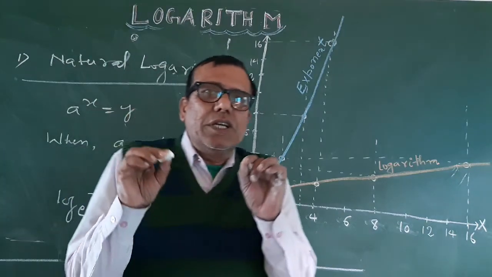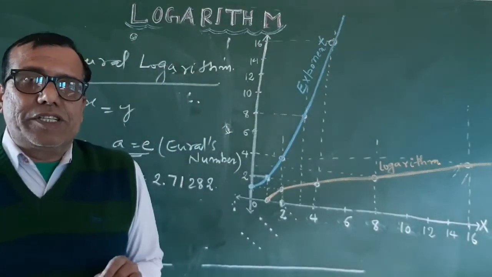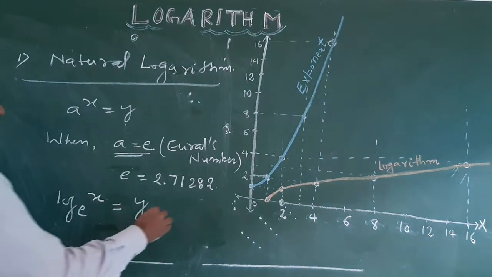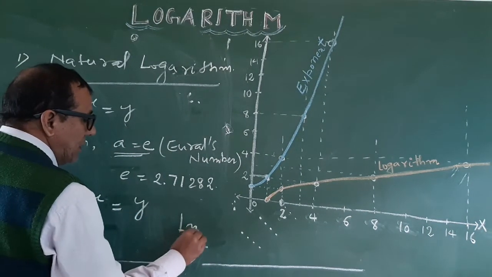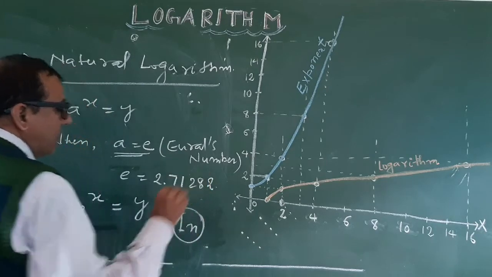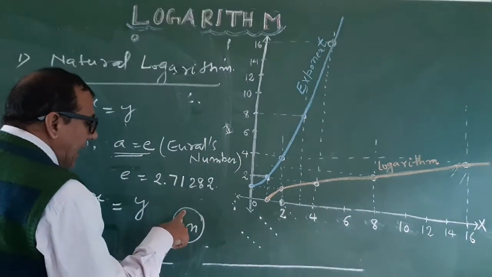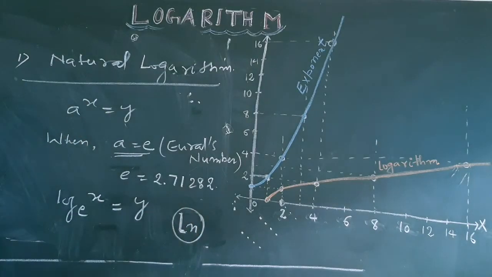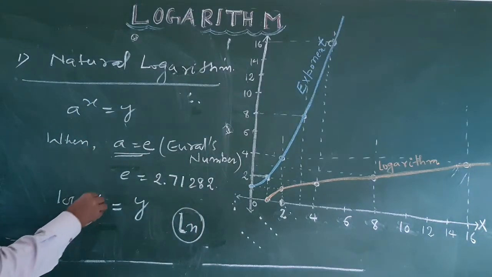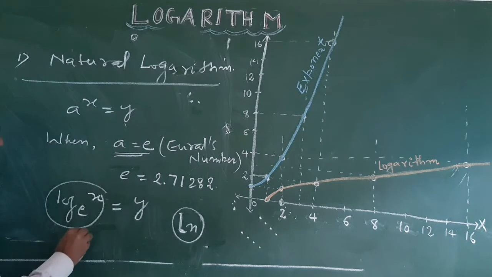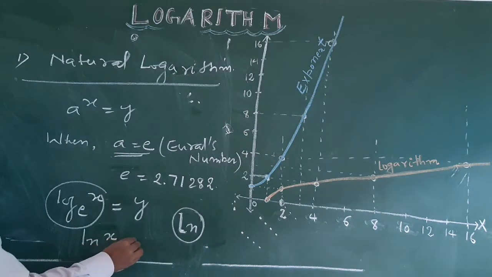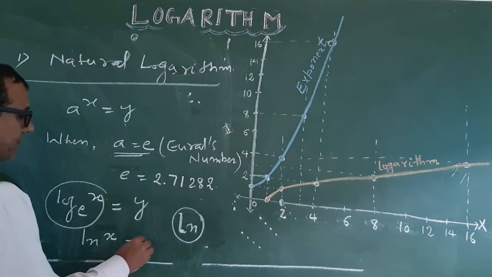When we search on a scientific calculator, where you find ln, L for logarithm, N for natural number. So we only write here ln x. It means here the base is e.